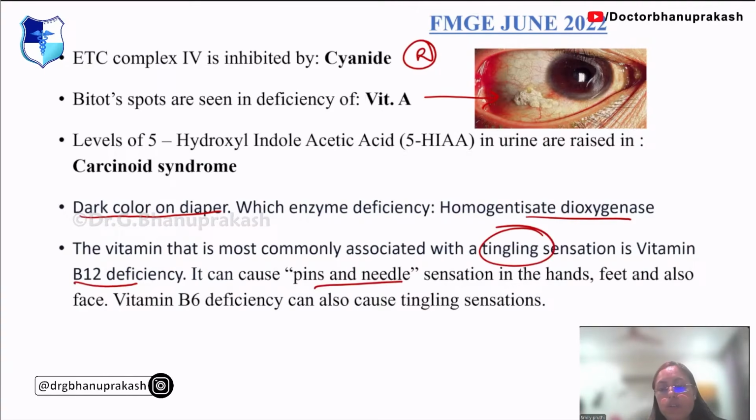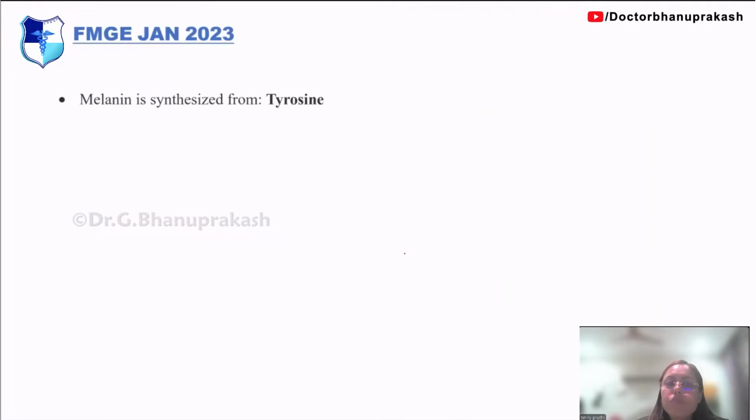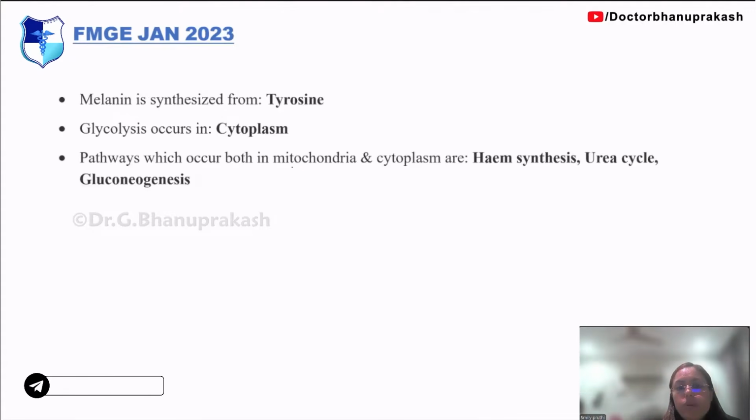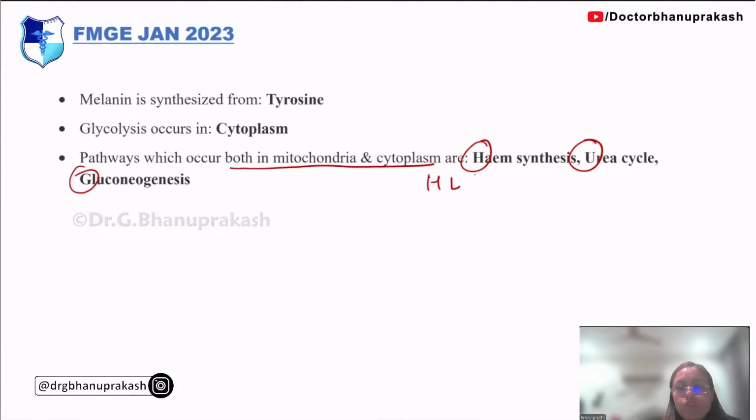Typical pins and needles sensation in hand, feet, face. Vitamin B6 deficiency can also cause tingling sensation, but more commonly associated is B12. Then January 23 paper: melanin is synthesized from tyrosine. Glycolysis occurs in which compartment of the cell? Cytoplasm. For pathways which occur both in mitochondria and cytoplasm, the mnemonic is HUG: H for heme synthesis, U for urea cycle, G for gluconeogenesis.